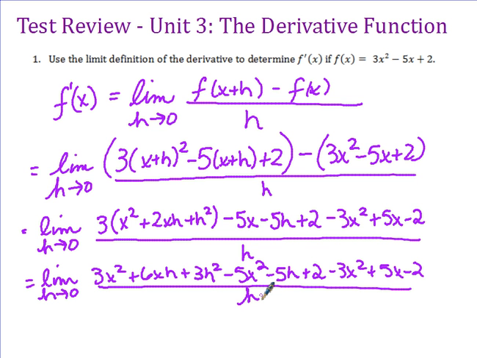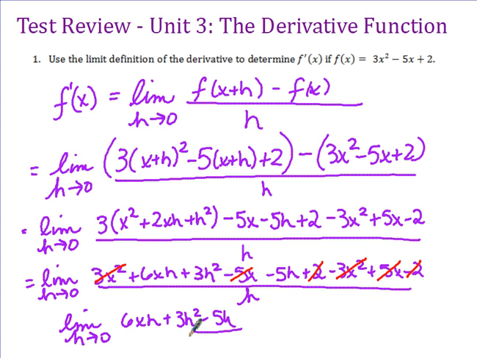Now we're to the point where things should start canceling out. Notice I've got 3x squared minus 3x squared. Those can cancel out. I have negative 5x and positive 5x. Whoa, where'd that squared come from? Looks like I made a little mistake there. Let's get rid of that squared. It should not be there. And my 2's cancel out, 2 and negative 2. So I'm left with the limit as h goes to 0 of 6xh plus 3h squared minus 5h all over h.